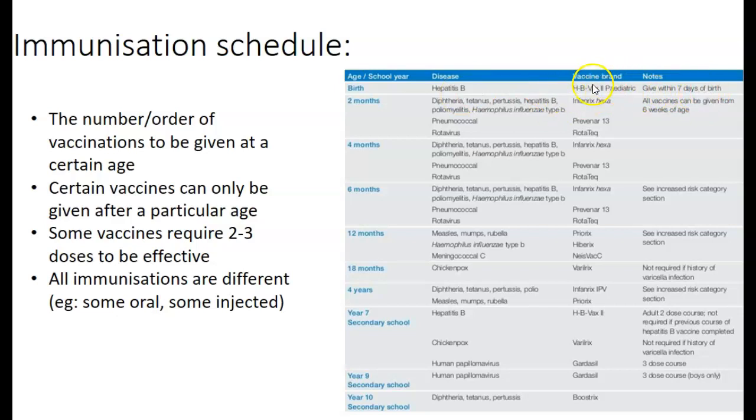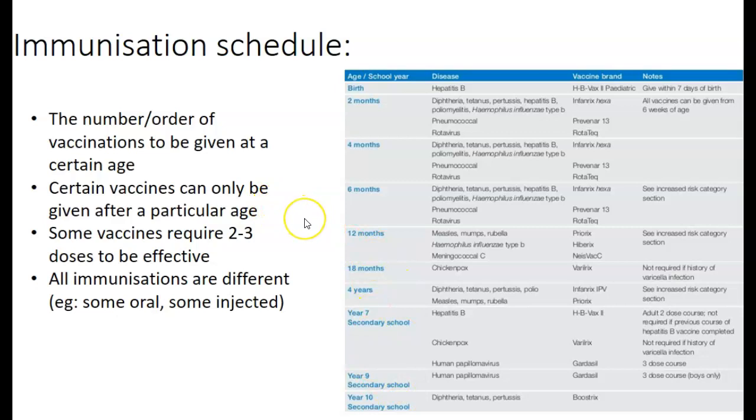And that's just the name of the vaccine brand that is used. So you've heard the words AstraZeneca and Pfizer. They're the brand names of the COVID-19 vaccine. These are all brand names of various vaccines that are given during a child's development. So all the way from birth through to recently, for you guys, year 10 at secondary school, where you would have received your diphtheria, tetanus, and pertussis vaccine being the last in your immunisation schedule.